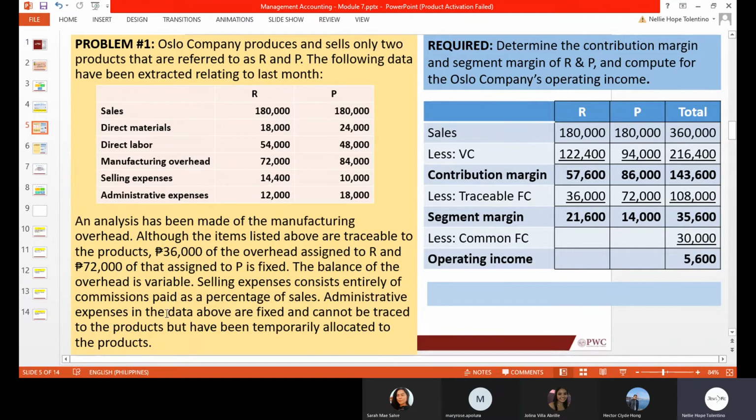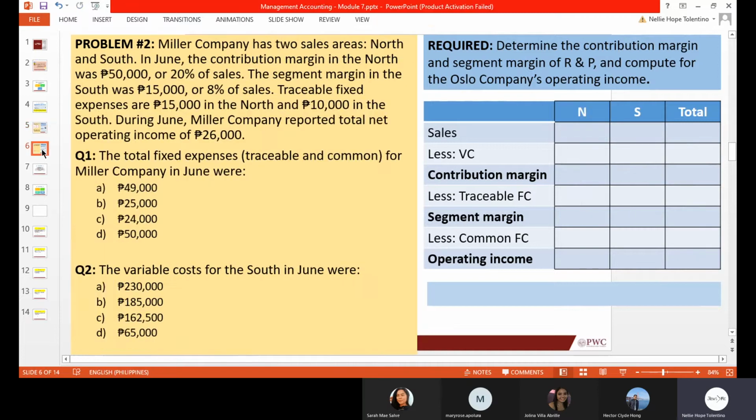Alam niyo na kung paano magkuha ng percentage kapag binigay yung mismong amounts na? You simply divide para makuha siya. Pwede mag-trial and error, pero mahirap. So, I hope that's clear. And let's move on to our next problem.